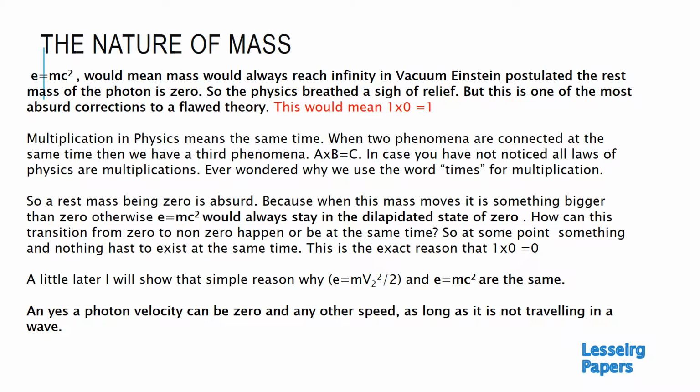So Einstein postulated the rest mass of a photon is 0. So physics breathed a sigh of relief and thought everything was done. But this is one of the most absurd corrections to a flawed theory. This would mean 1 times 0 equals 1.